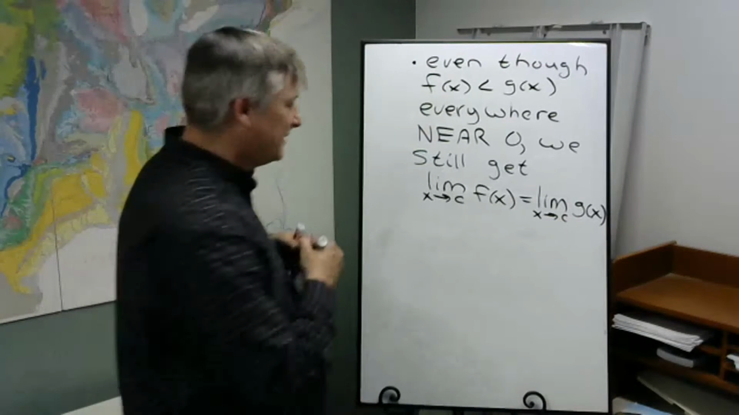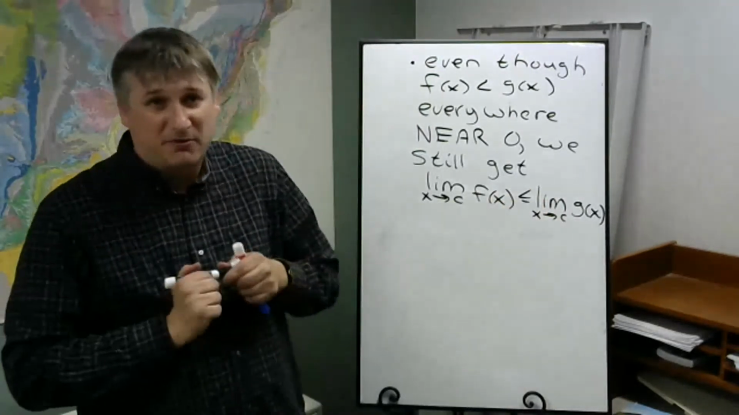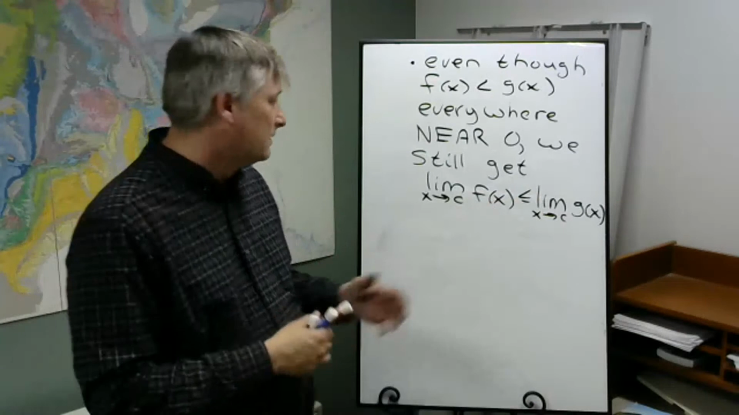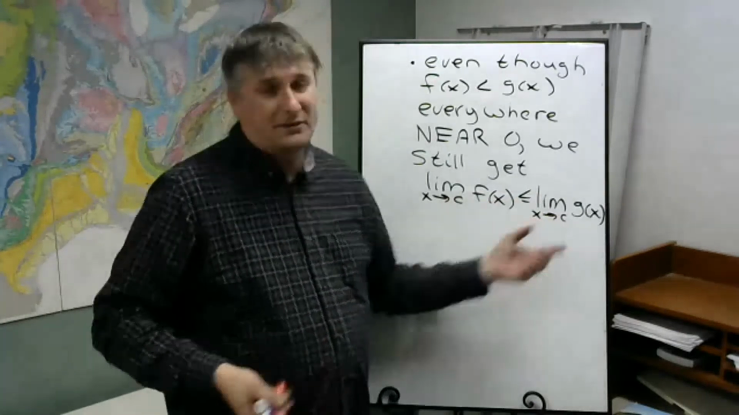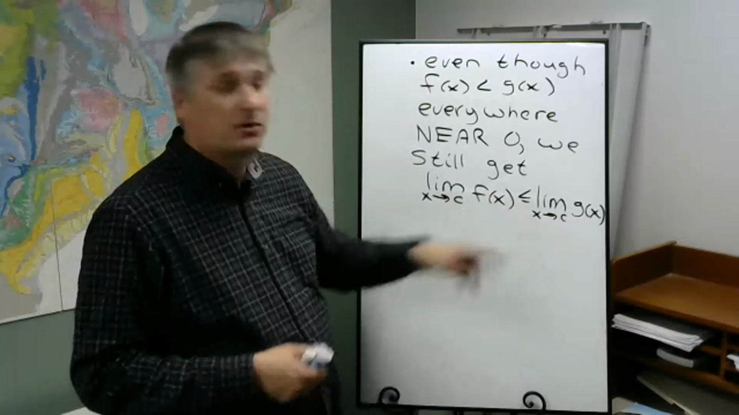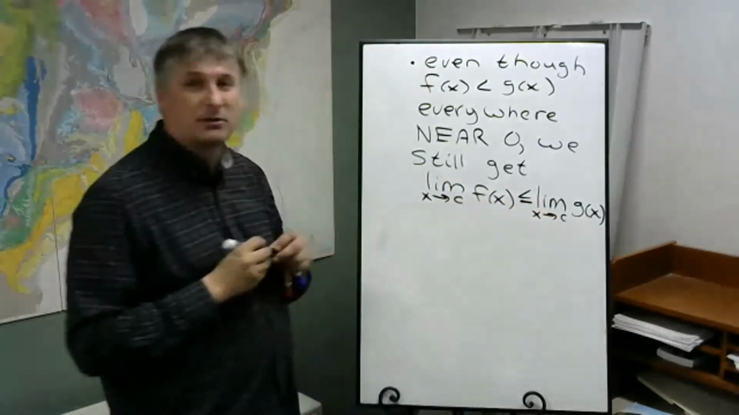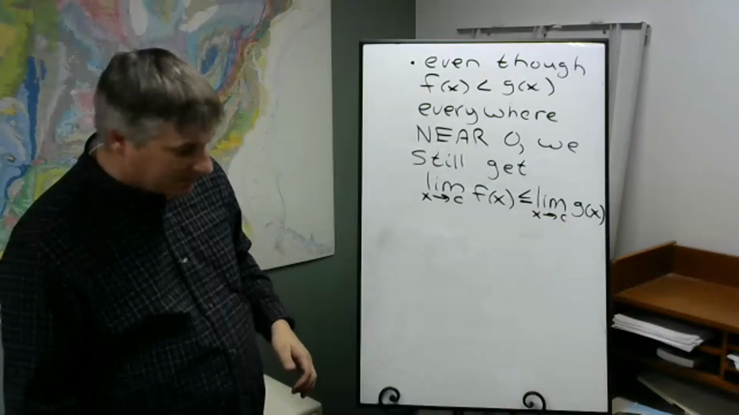Now, it's always safer to say less than or equal to, so I'm just going to do that, because it is possible that for some functions, when you compare them, f of x's limit will still be less than g of x's limit. That can happen. But it is possible they could be equal. So that's just a little note in the textbook we wanted to point out.